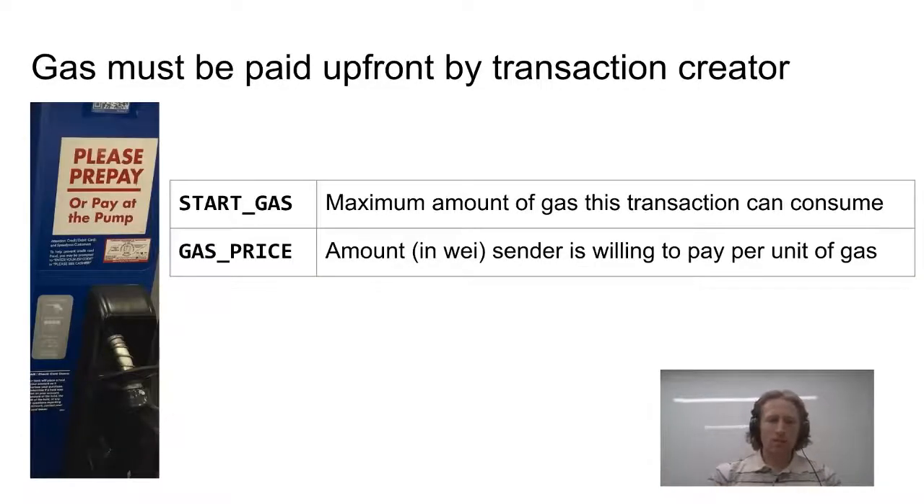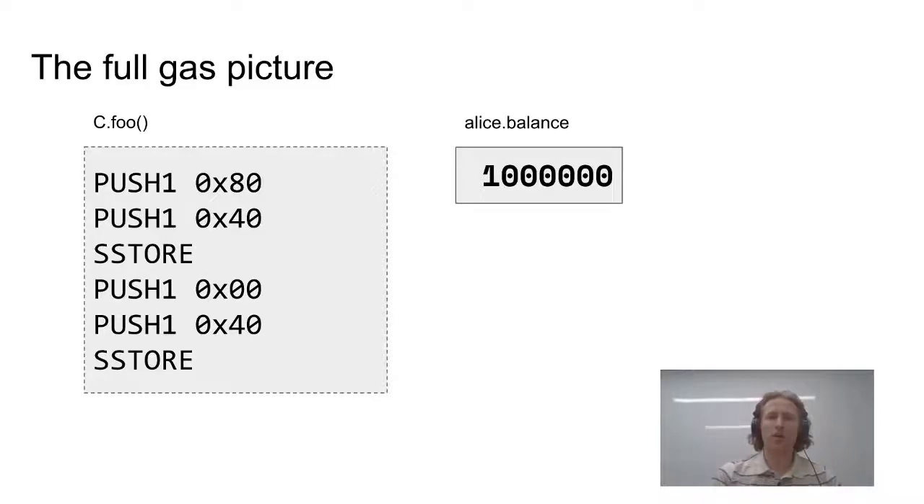So the way gas is implemented, it all has to be paid up front by whoever creates a transaction. It's like going to a gas station where you have to pay before you start pumping gas, and you can specify the maximum amount that you're willing to pump. In particular, if you create an Ethereum transaction, you specify two things. You specify what's called start gas, which is the maximum amount of gas that the transaction is allowed to consume. And you also specify what price you're willing to pay for that gas, denominated in Wei, the smallest unit in the system. So let's go through a full example of how gas metering works in Ethereum from beginning to end for one transaction.